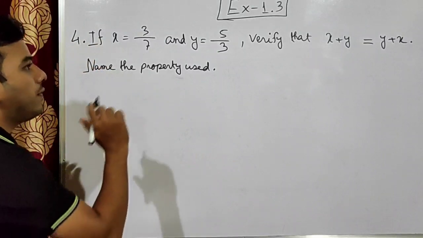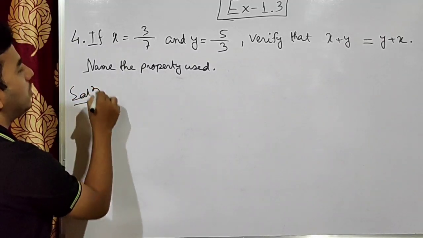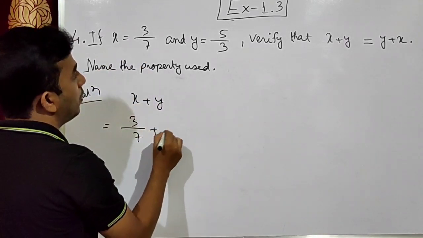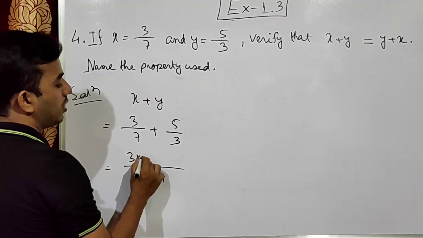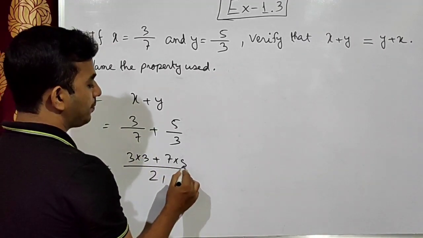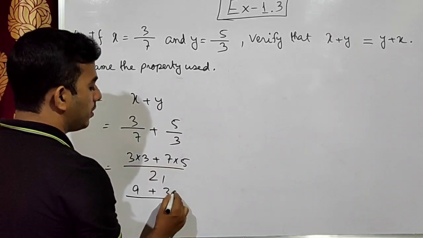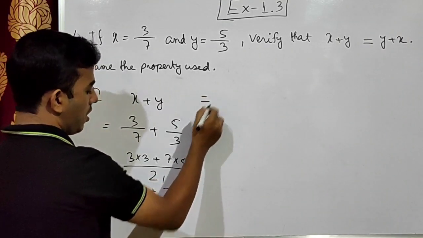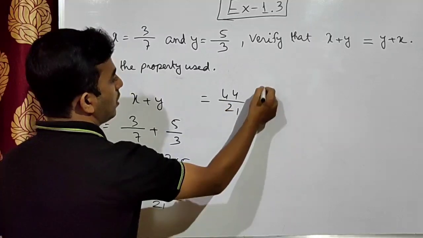Very good. So first of all, we have to find x plus y, then y plus x. First we write the solution, then x plus y. X plus y equals, value of x is 3 by 7, then value of y is 5 by 3. 7 into 3 is 21, then 3 into 3 plus, when we divide 21 by 3, we get quotient 7, so 7 into 5. Now 3 into 3 is 9, plus 7 into 5 is 35, isn't it? Very good. So it is 9 plus 35, that is 44. 44 by 21. This is our x plus y.